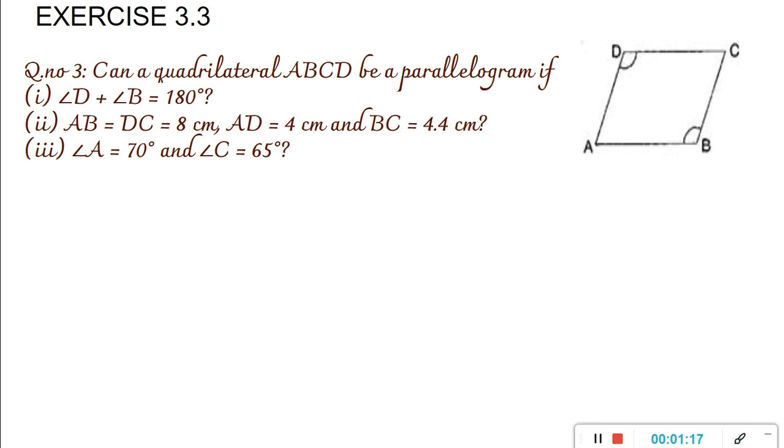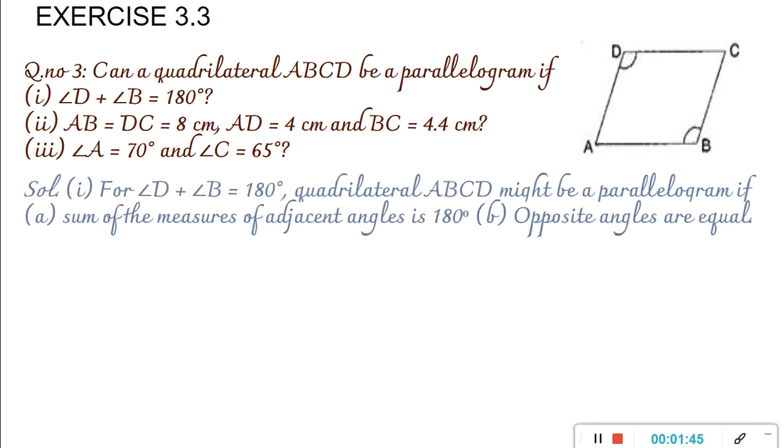So first one is angle D plus angle B is equal to 180 degrees. Here angle D and angle B are opposite angles, isn't it? Opposite angles of a parallelogram are always equal, isn't it? So it may be 90 degrees each, then the sum should be 180 degrees. Clear? So we can say that it may be a parallelogram. So let's see how to write.